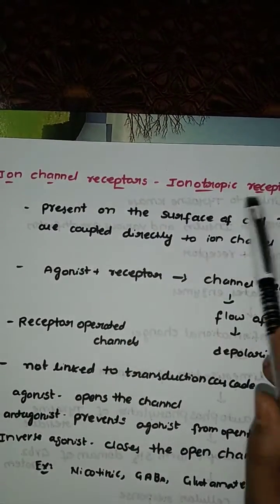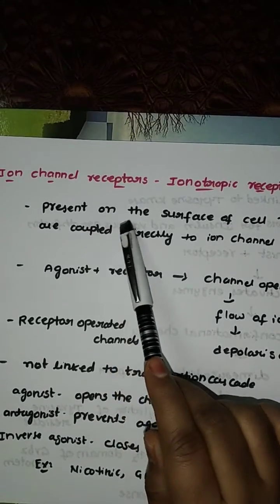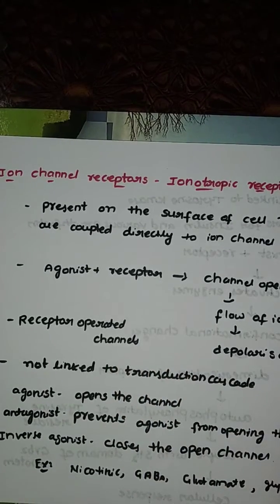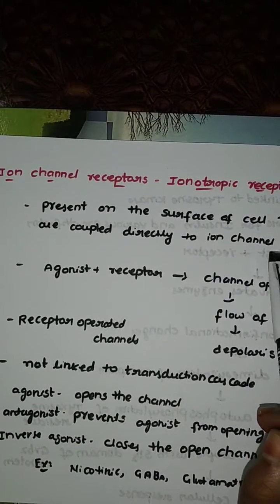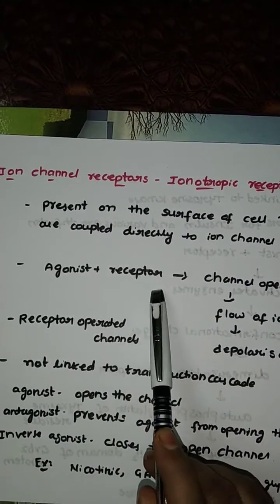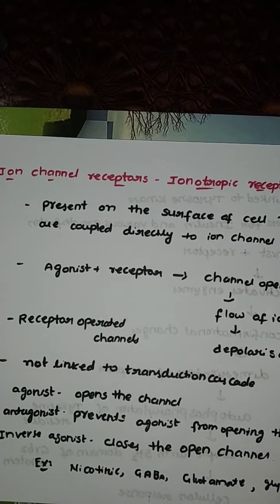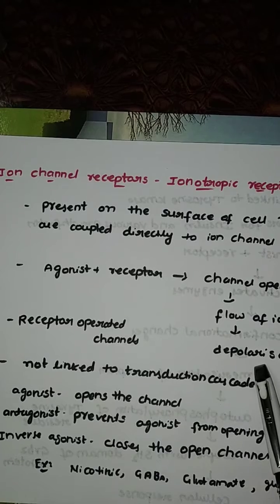Ion channel receptors, or ionotropic receptors. These ion channel receptors are present on the surface of the cell membrane, and these are directly coupled to the ion channel. Whenever an agonist binds with the receptor, this ion channel opens and the flow of ions will happen, which will lead to depolarization or hyperpolarization.